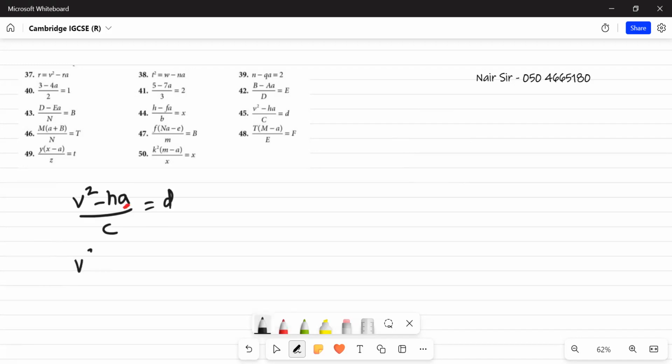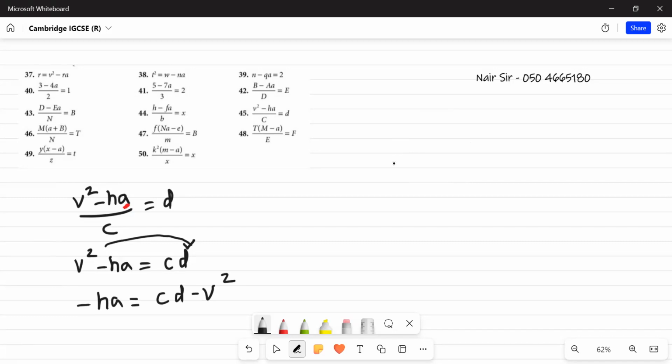Sir, V square minus HA is equal to, sir, this is divided. It goes over here, becomes a multiplier. So CD. Then V square is here. I don't need this V square, so this comes over here. So what do I get? Minus HA is equal to CD minus V square.